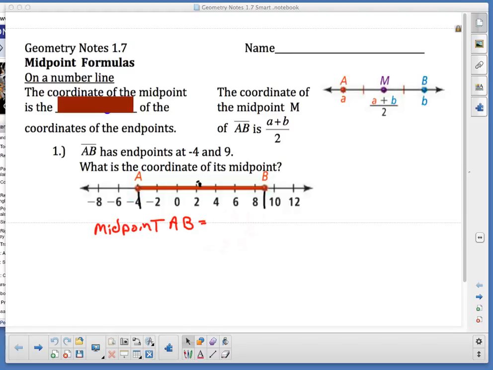Hey, this is Geometry 1-7. This is what we're doing. We're on page 26 of your notes, and we're doing section 1-7. The things we're going to be covering are midpoint, distance, and Pythagorean theorem. All those are going to be formulas that you've used before, okay?